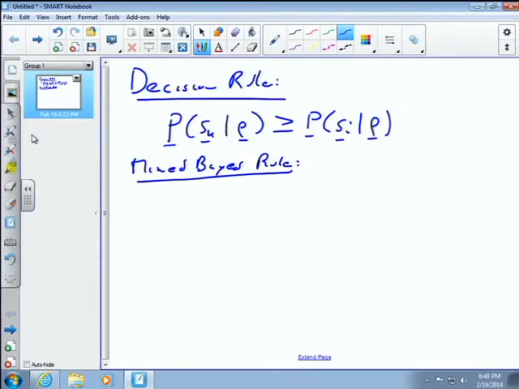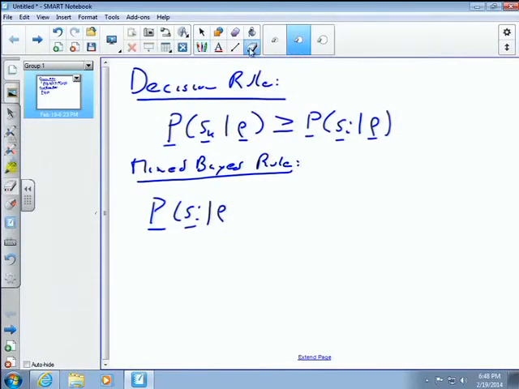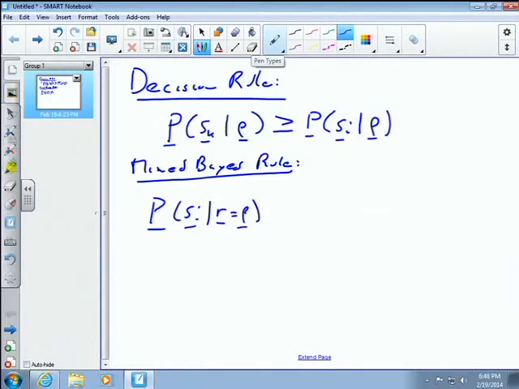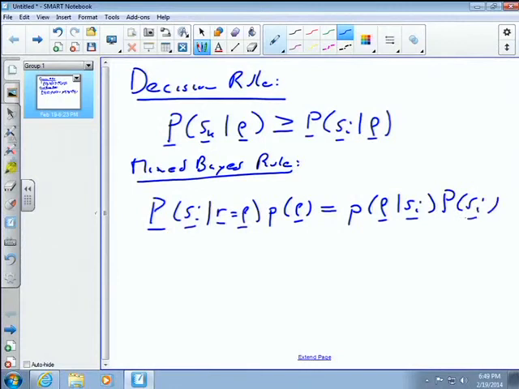Mixed Bayes' rule says the probability of getting an S_i, given R is equal to rho, just notational, times the PDF, so I'm going to use little p, that's my attempt at little p, of rho. And Bayes' rule says that this should be equal to the PDF of rho given S_i times the probability that S_i was transmitted. And you might say, okay, so what?